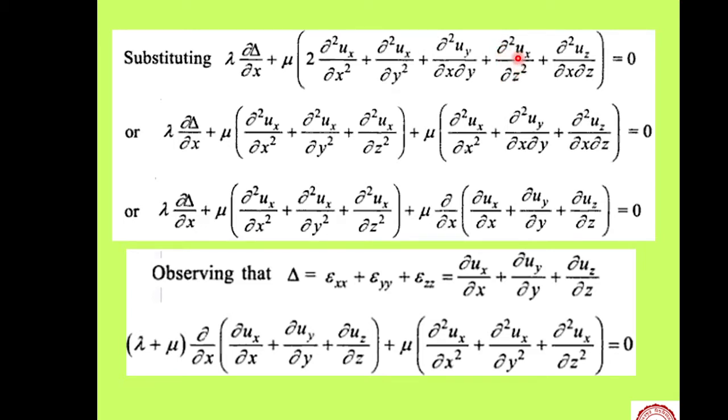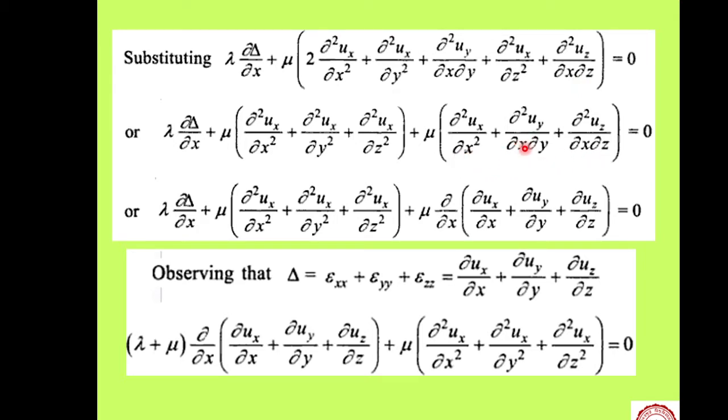One part is there, you see, this is the part. Okay. And then there is another part. We are keeping it with this cross derivative del 2 del x del y of uy, del 2 del x del z of uz. This is the other part.